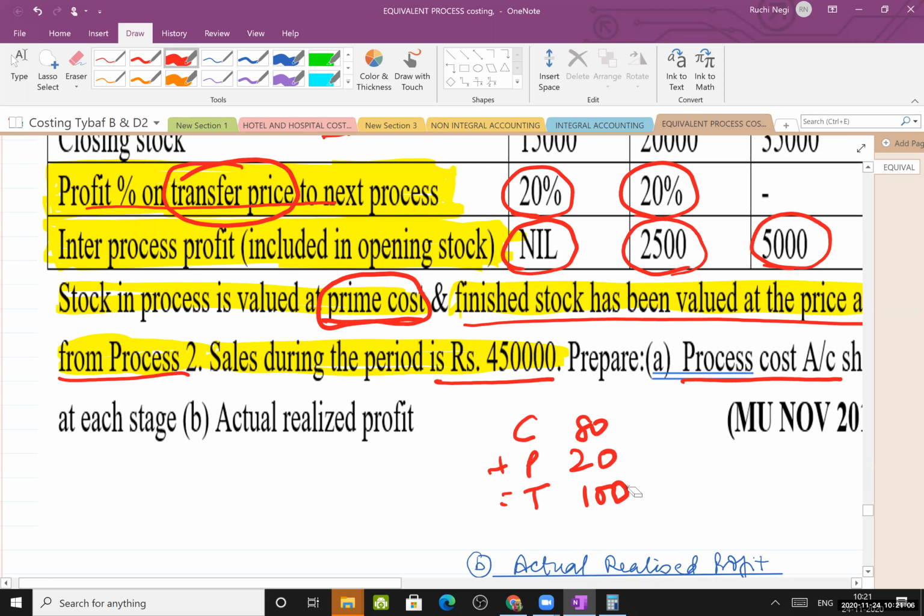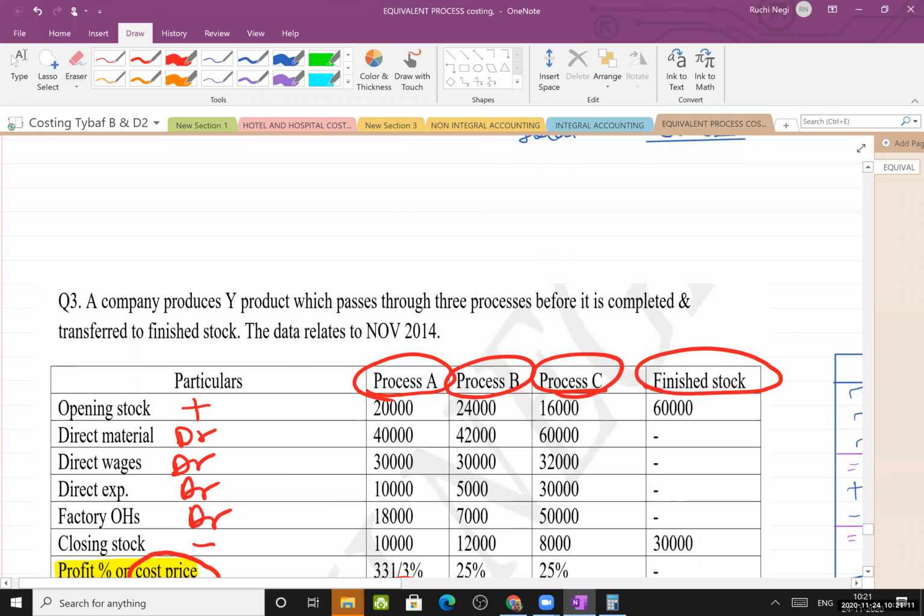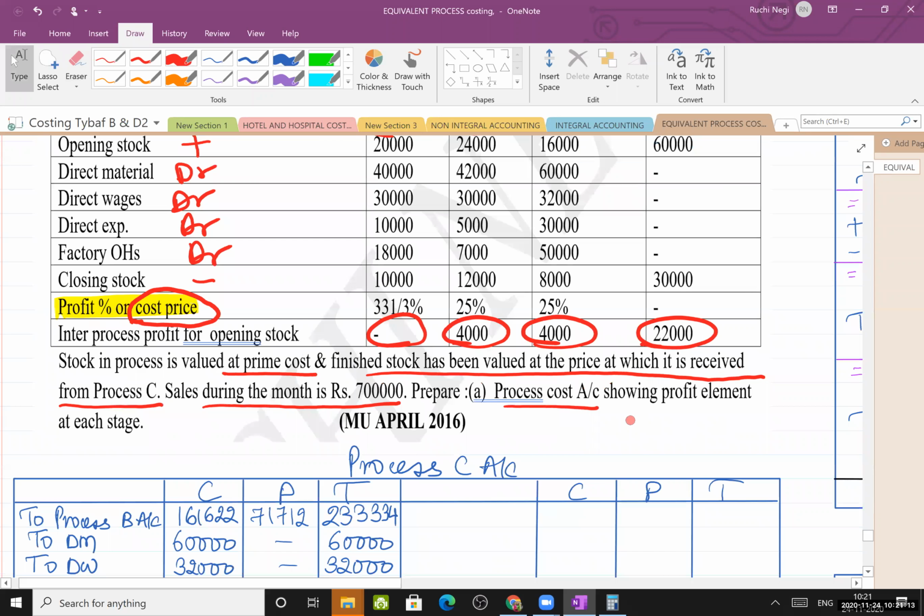Now what will happen here? What is said here? It is at cost price. So what logic will you use here? Obviously C plus P equal to transfer price. Here it says profit percentage on cost, meaning cost is the base, so this will be 100, then this will be 33.33, so your transfer price will be 133.33, like this. Okay, am I clear about this logic? Is it clear? Acknowledge it in the chat box.